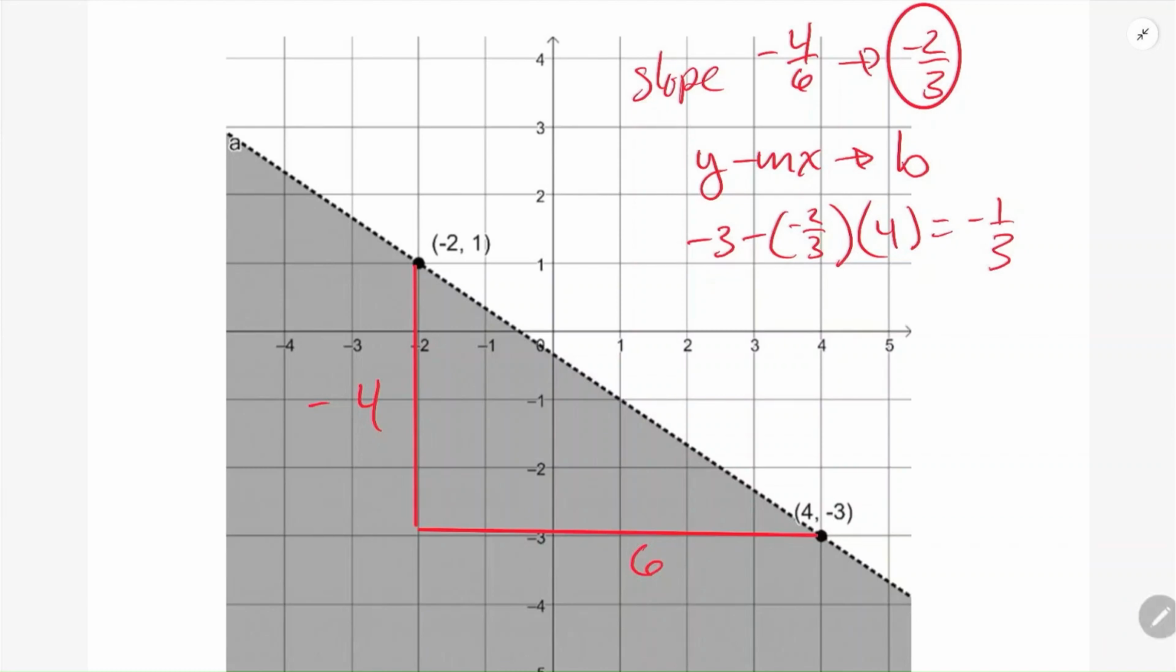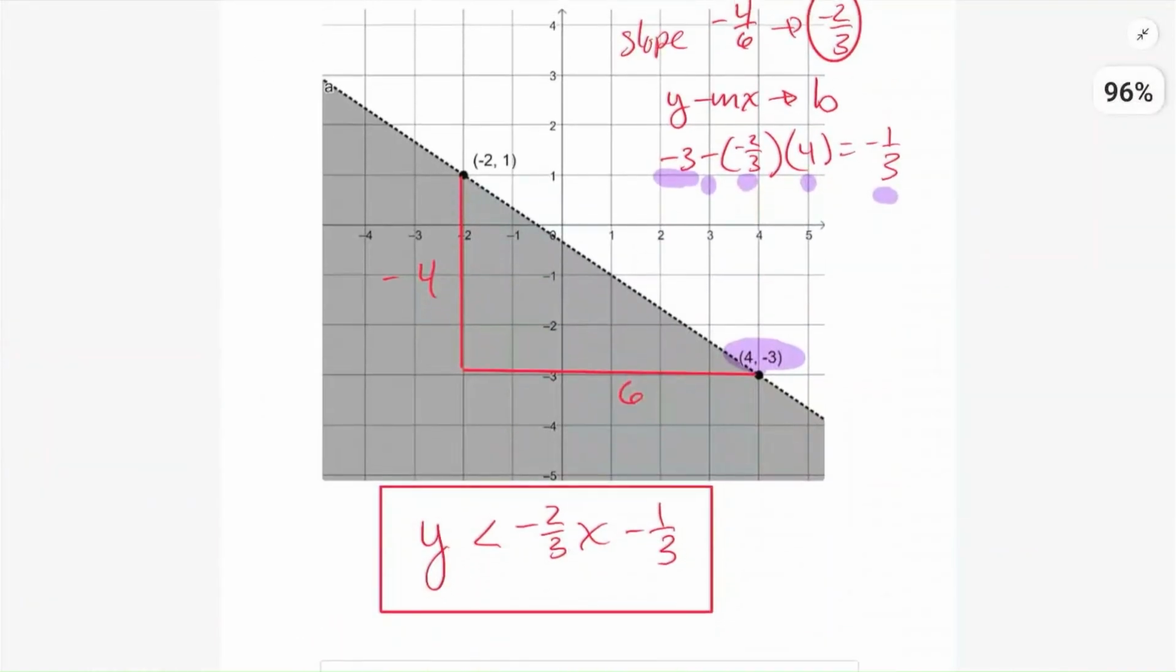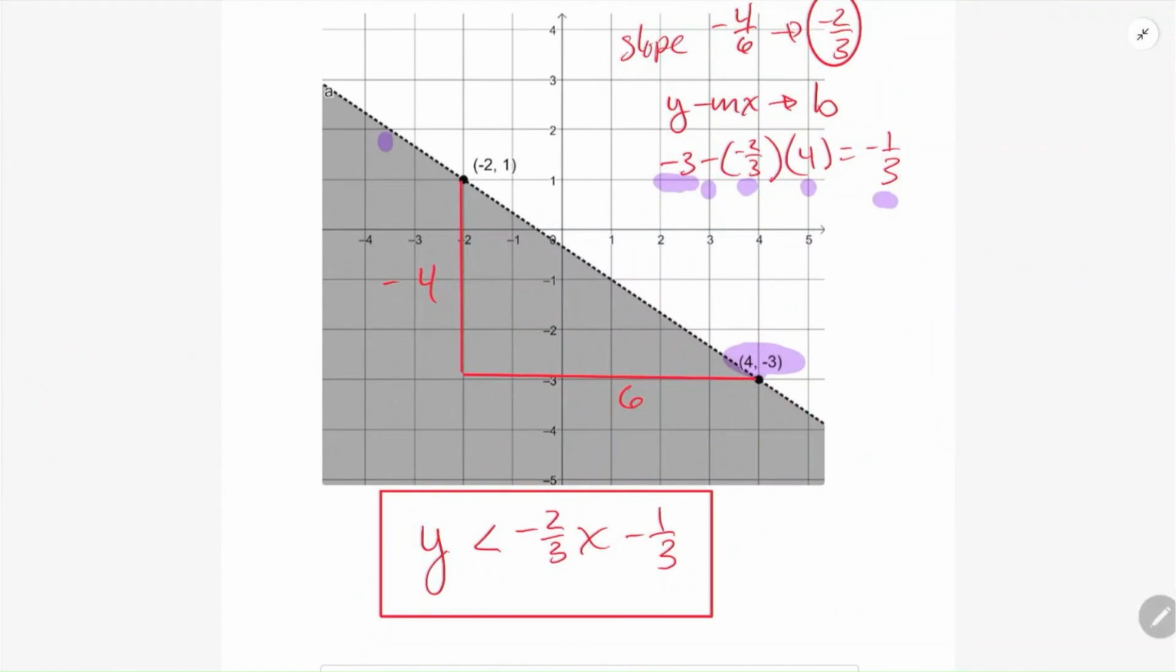And if I pick this bottom point where x is 4 and y is -3, and I plug it in, here's my y, -3, and then minus my slope, which is -2/3, times my x value, which is +4. When I evaluate that, I got exactly -1/3. So I know my y-intercept is -1/3, and my answer is y's are those values that are below, right? All the y's are below the boundary -2/3 x minus 1/3.